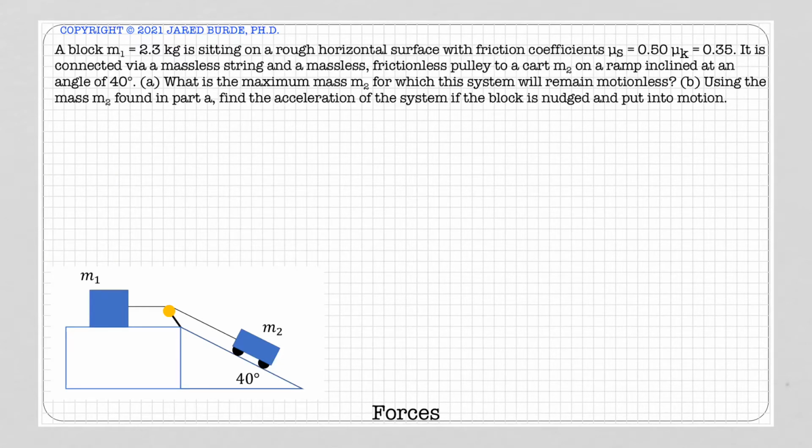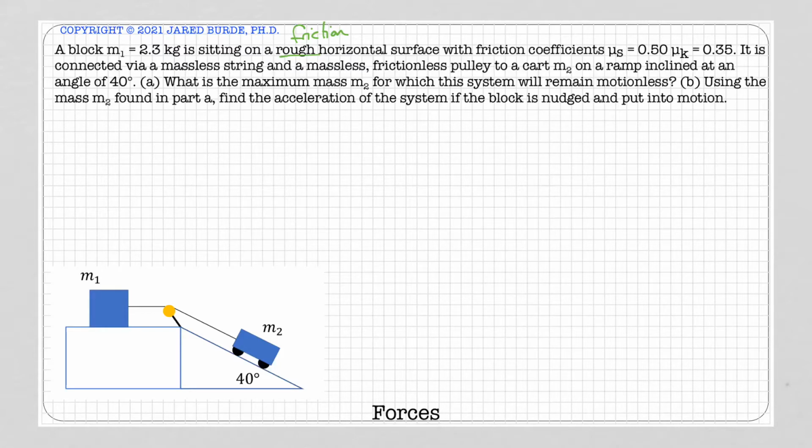Take a moment to thoroughly read the question prompt. Here we have a system with two blocks. We have one block, M1, and we're given the mass of that block. We're told that it's on a rough horizontal surface. That tells us that we're going to have to include friction.